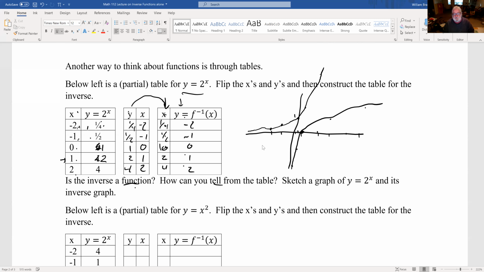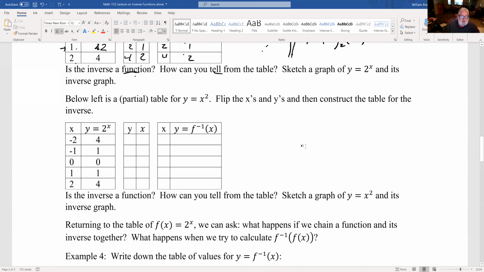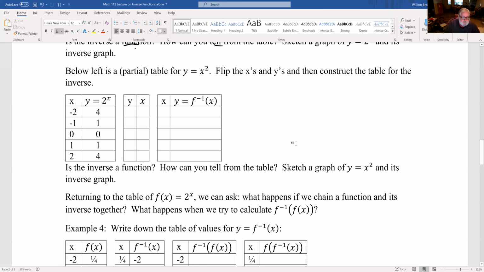That looks like that. And again, if you look at the line y equals x, these two are reflections in that line. This is y equals 2 to the x. This is y equals logarithm base 2 of x. Right? And they're inverse functions. So what about y equals x squared?